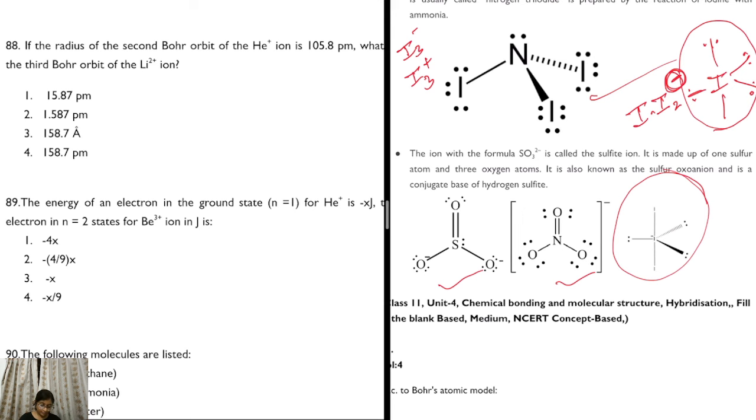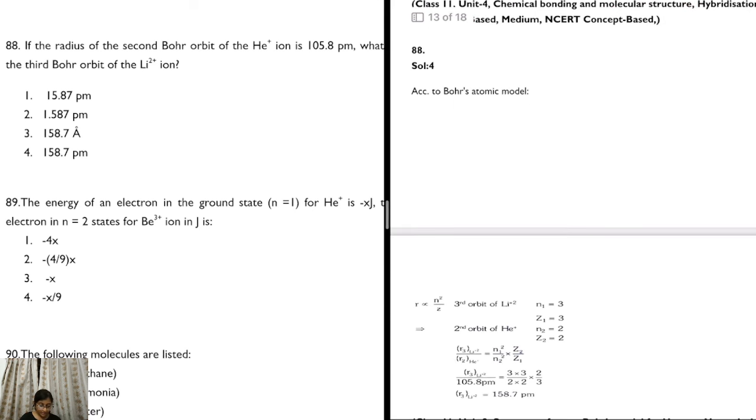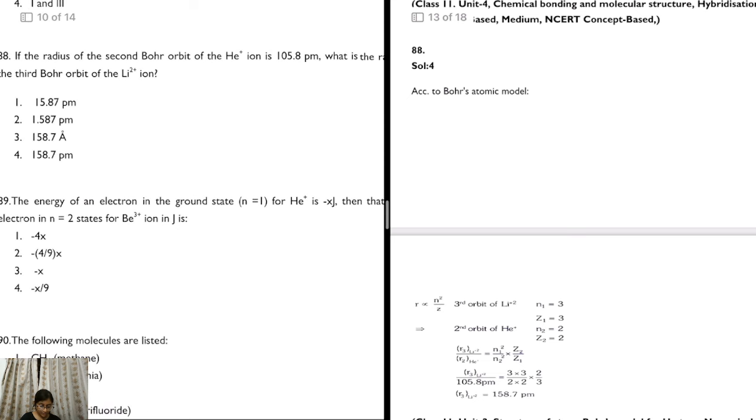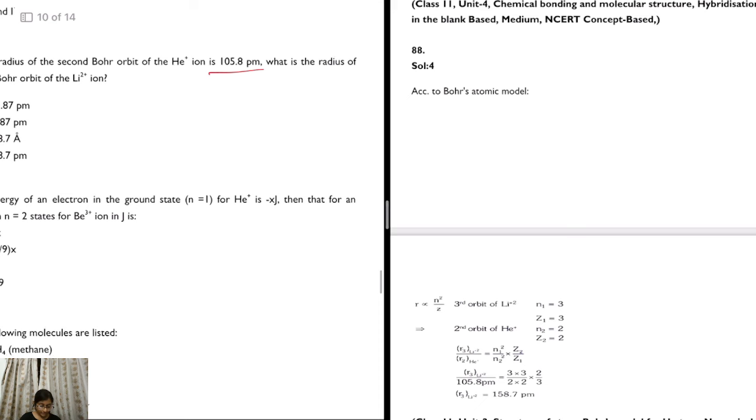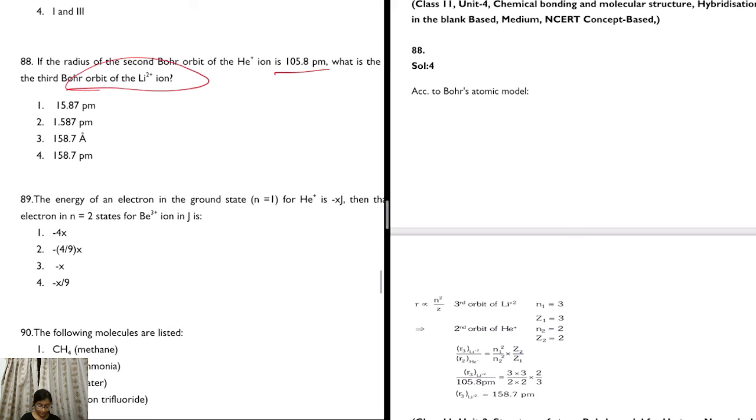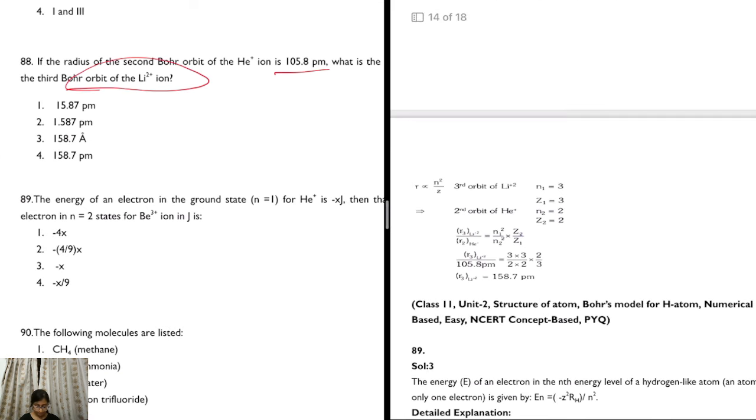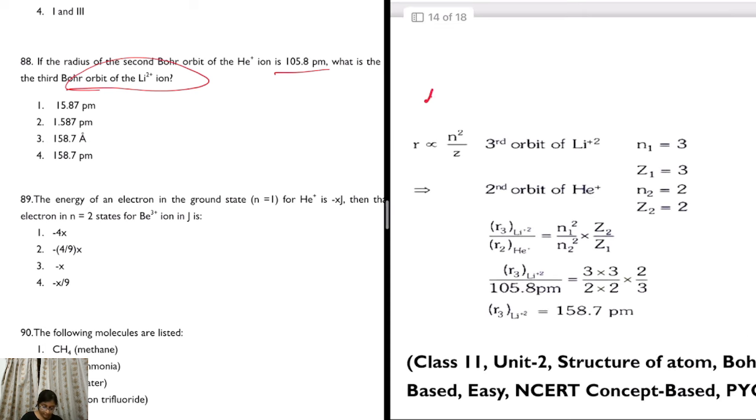If the radius of the second Bohr orbit of helium plus ion is this much, what is the radius of the third Bohr orbit of Li2 positive? Okay, let's see. Radius would be proportional to n square upon Z.